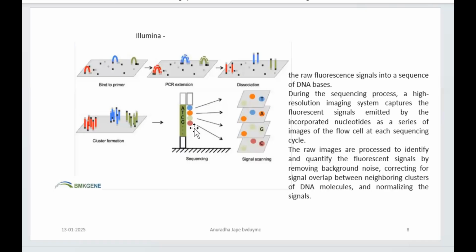And that is what you are going to study, analyze, and develop the sequence of your DNA that is under study. So the raw images need to be processed, and you have to identify the bases. You have to quantify the fluorescent signals by removing the surrounding noise. So background noise can be there, which is due to unwanted fluorescence which is going to get generated due to the background.